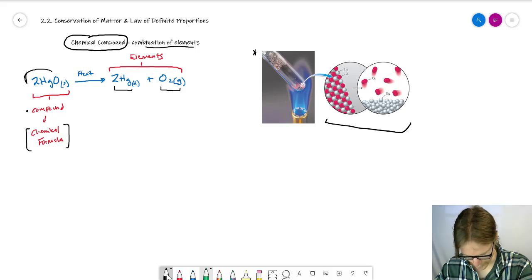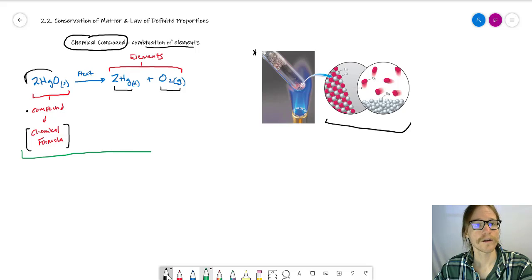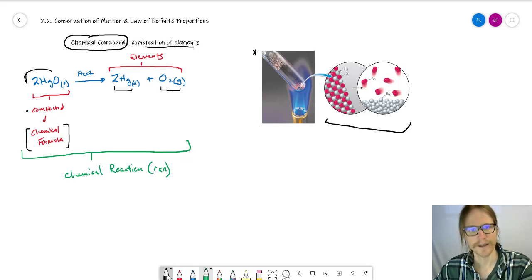What we need to talk about, though, is that this whole representation is a chemical reaction, and often I shorthand reaction as RXN, so if you see me write that, it means the same thing. And there's something unique about the way that this is represented.